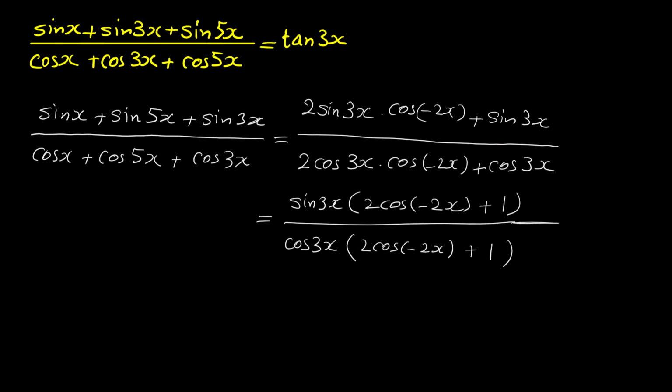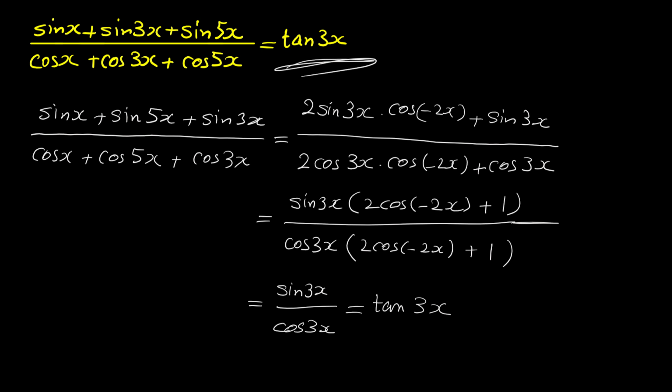But what remains from this? Then we have sine of 3x over cosine of 3x. But we know that sine over cosine is tangent. So this equals tangent of 3x, which is the other side of the identity. So we prove this identity using sum to product formulas.